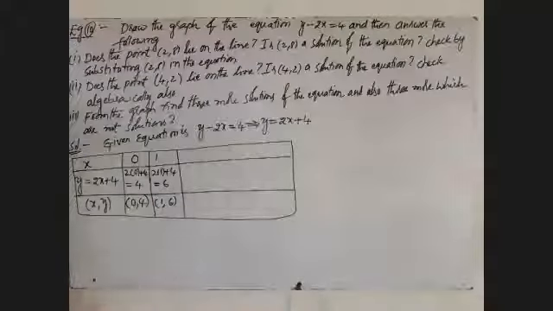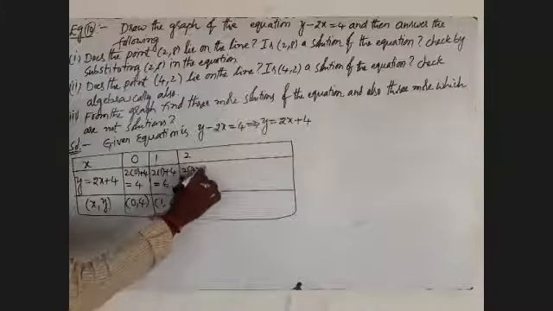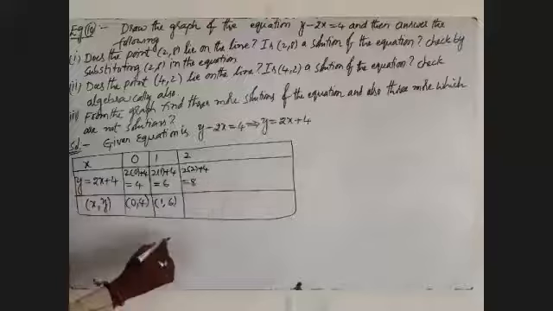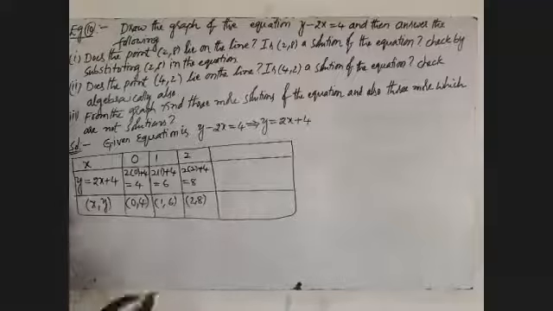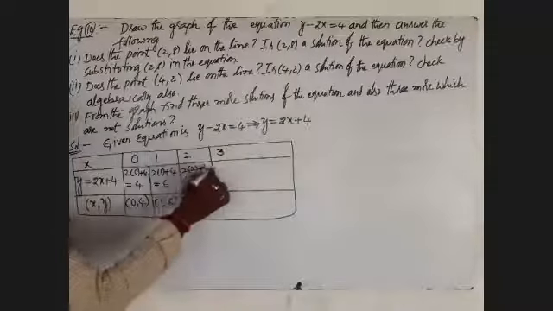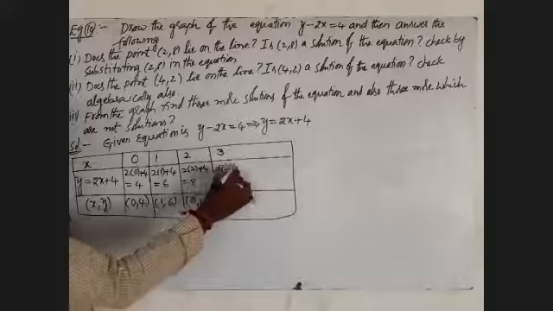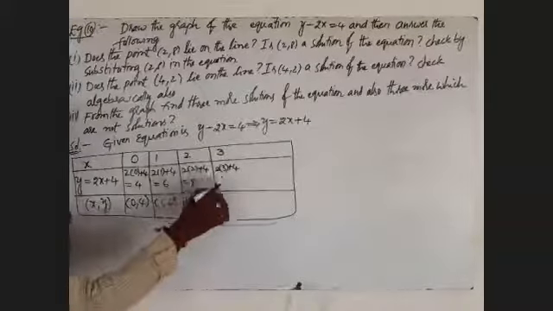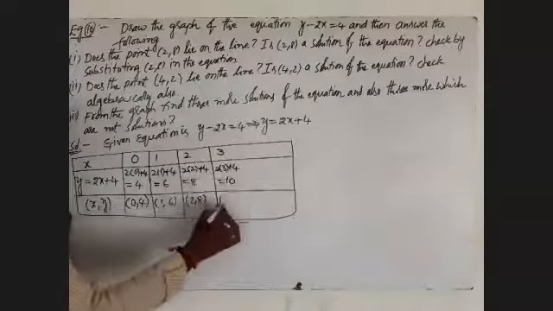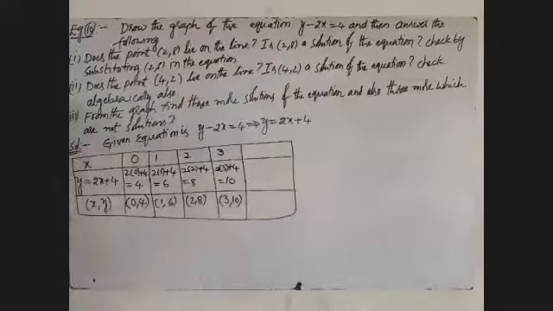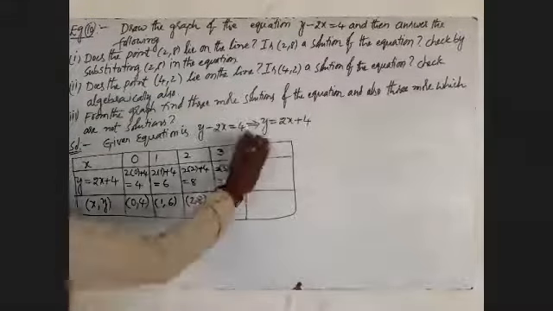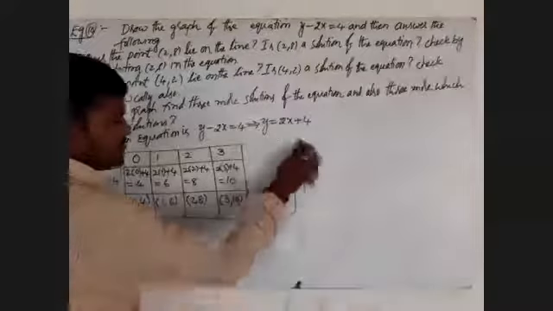After that we'll take the point 2. Here we have to write 2 into 2 plus 4: 2 twos are 4, 4 plus 4 is 8, that is the point (2, 8). After that we'll take the point 3: 2 into 3 plus 4, that is 2 threes are 6, 6 plus 4 is 10, that I will write as the point (3, 10). So by using these points, we draw a graph.